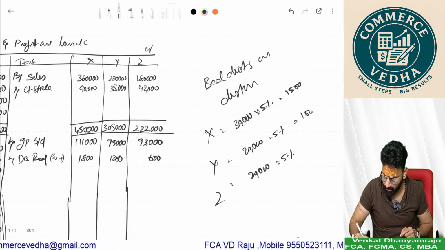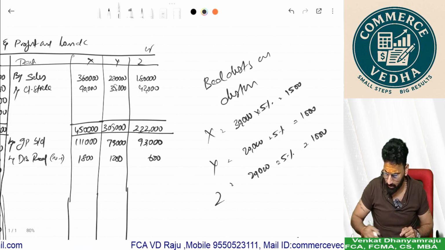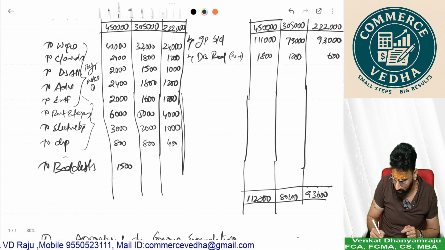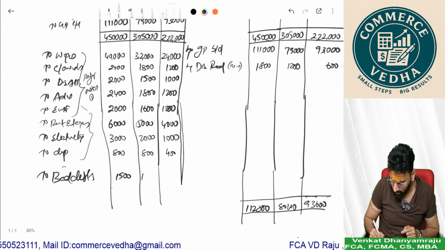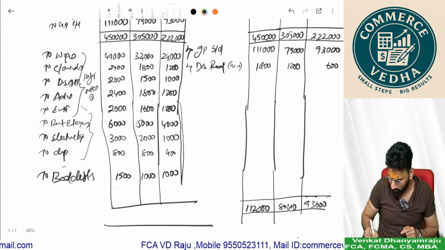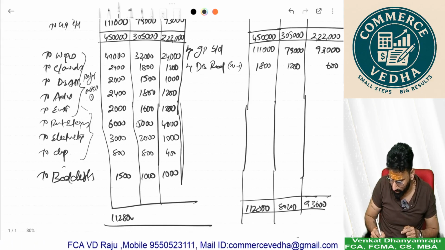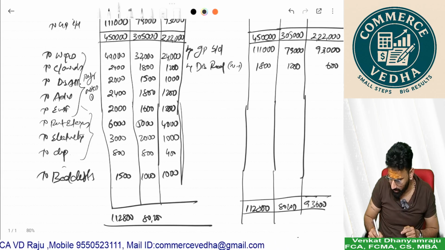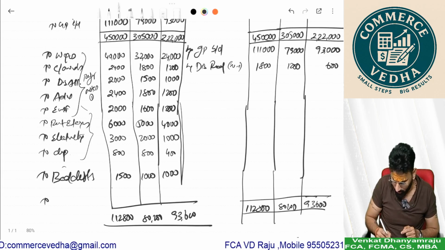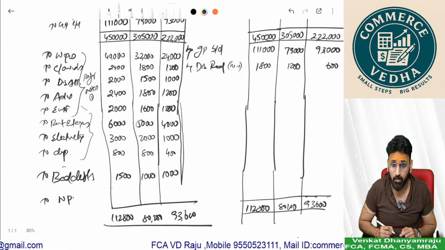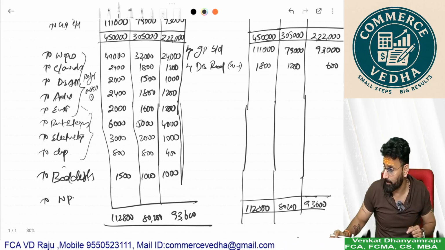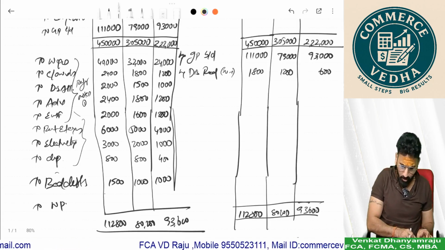1,500, 1,000 and 1,000. So coming here, bad debts 1,500, 1,000 and 1,000. So with this 112,800, 80,200, 93,600, we should compute net profit. We should compute what? Net profit. So net profit. How do we compute net profit?